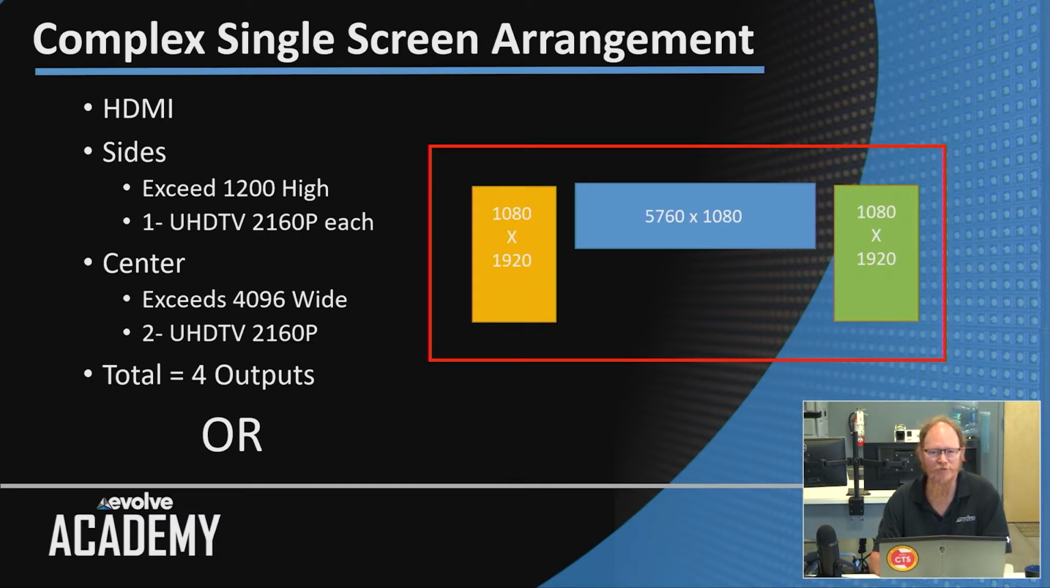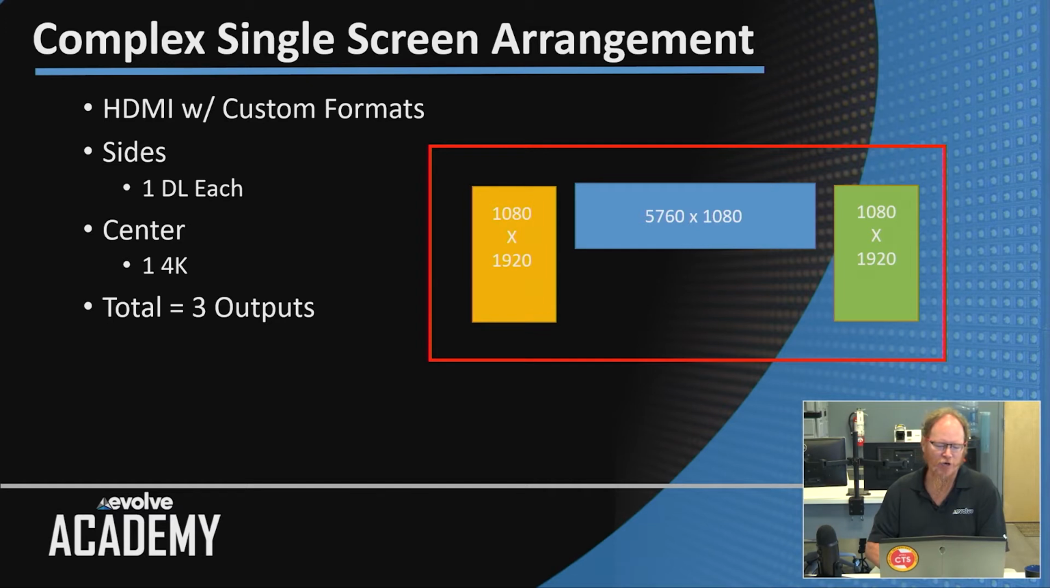4 output connectors is 4 processors. 4 processors, 4 separate pixel spaces. You're going to use all 4 outputs from the LivePremier output section. That could be all from 1 card or from multiple cards. But is there another way to do this? Of course there is.